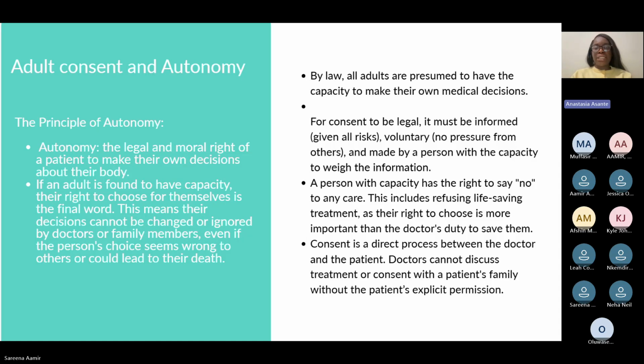So, a person with capacity has the right to say no to any care. This includes refusing life-saving treatment, as their right to choose is more important than the doctor's duty to save them. And consent is a direct process between the doctor and the patient, and doctors cannot discuss treatment or consent with a patient's family member without the patient's explicit permission.